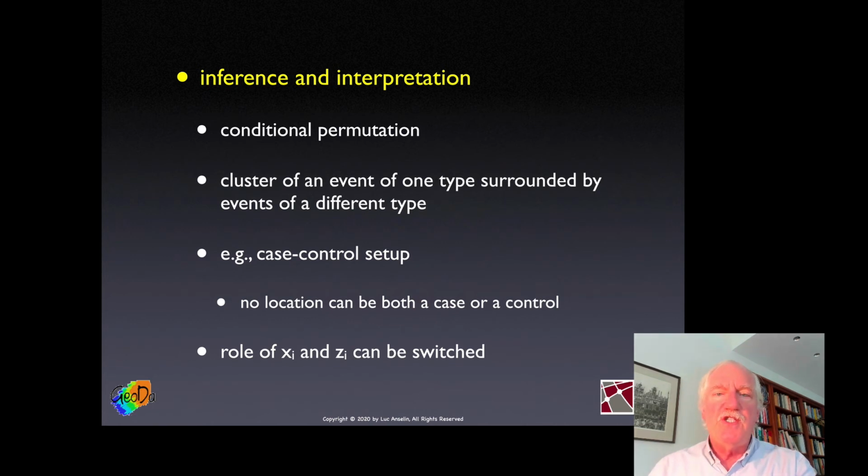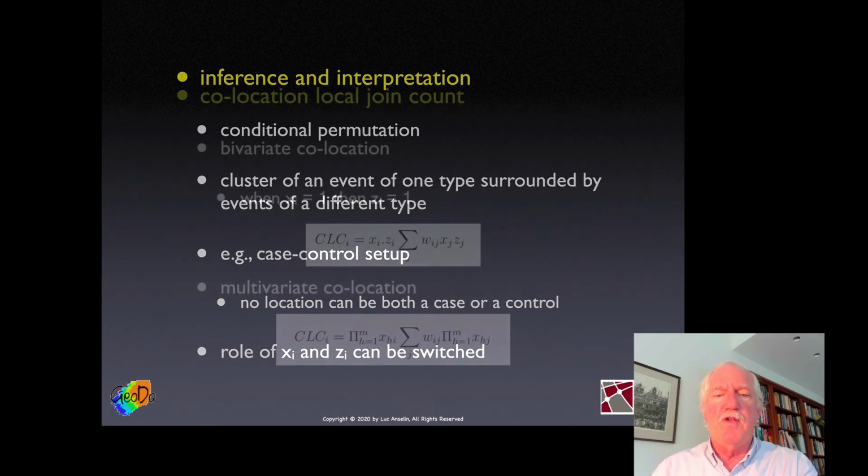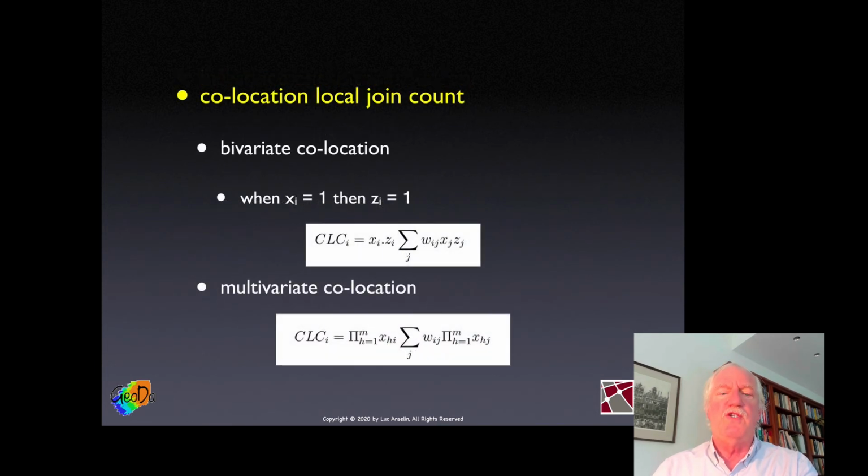This is kind of a niche interest in my work. It doesn't happen very often. The more common situation is the co-location local joint count statistic, which is a multivariate extension. And co-location means that two events can co-locate. What's important to keep in mind, especially if you've done some work in data mining, is that just finding co-locations is often of interest in and of itself. But here we go a little further.